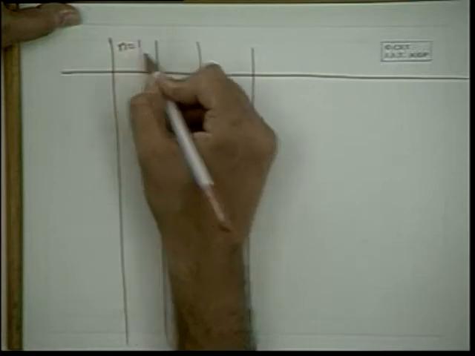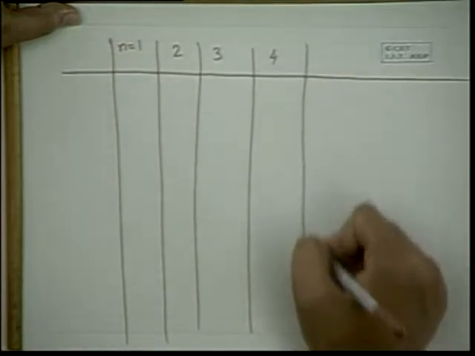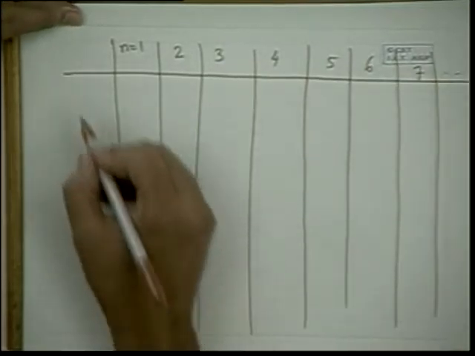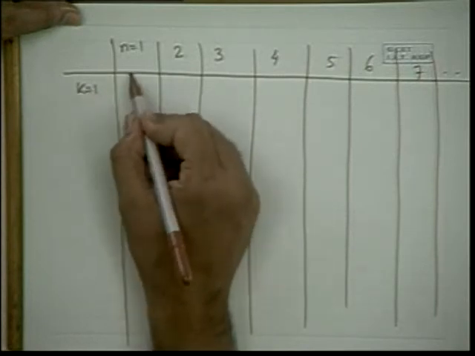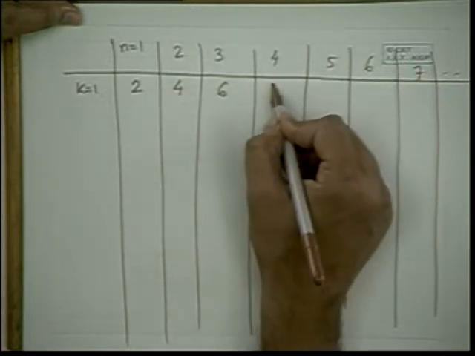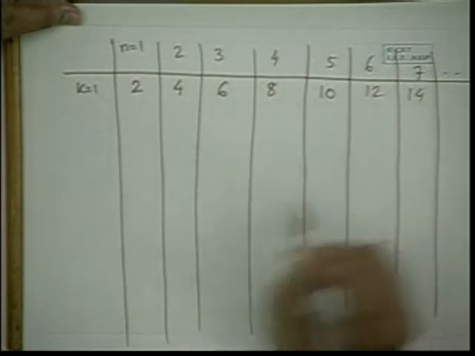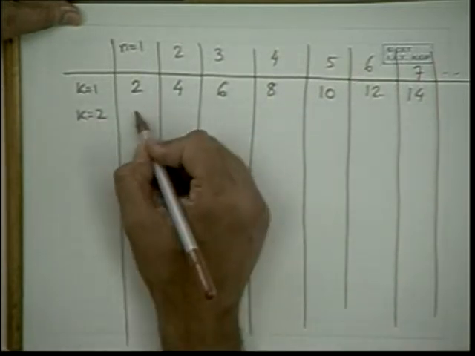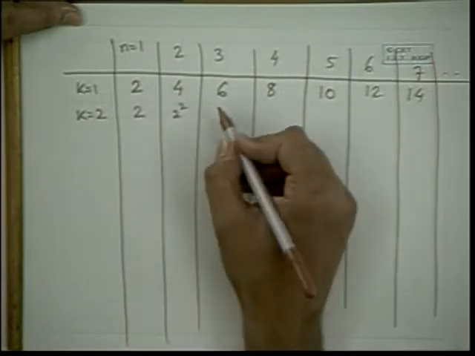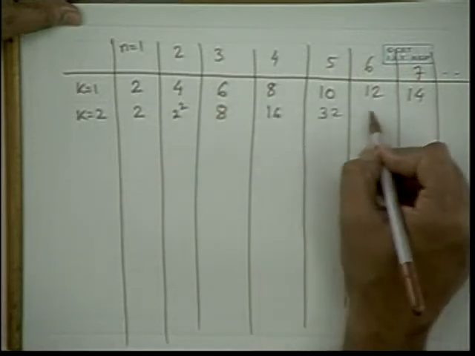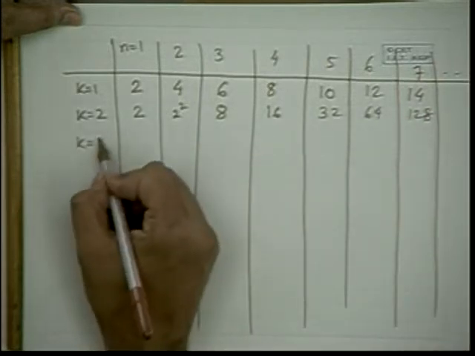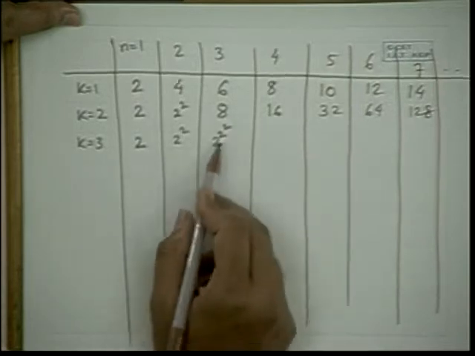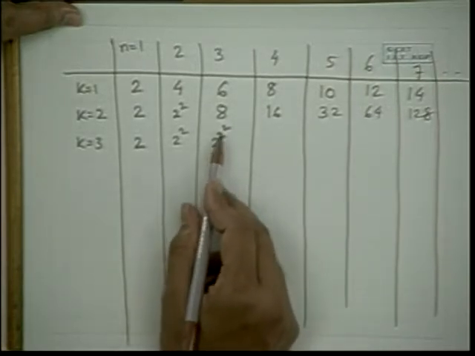So here I'm putting n equal to 1, 2, 3, 4, 5, 6, 7, and it goes on. Now here k is equal to 1. A_k(n) will be 2, then 4, 6, 8, 10, 12, 14. Basically it is 2n, if you go back to the definition. Then k is equal to 2: this will be 2, this will be 2 squared, then 8, 16, 32, 64, 128. For k equal to 3, it will be 2, 2 squared, then 2 to the power 2 to the power 2. This is a tower of three 2's.